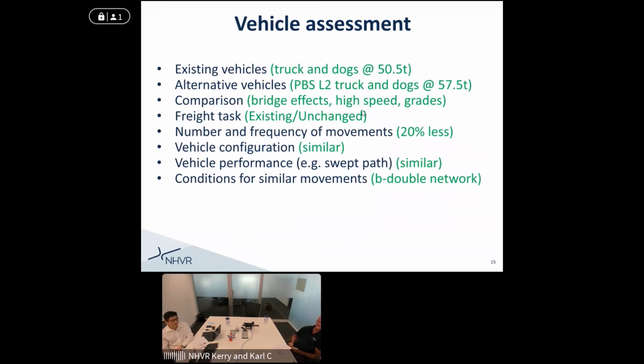Freight task, it will be the existing unchanged freight task. The freight task hasn't changed. Number and frequency of movements, so you've got about 20% less movements. Vehicle configuration is similar, so swept path is similar. Conditions for similar movements of this alternative vehicle would be on the B double network because of the masses and because it's level 2. So that's why we look at that for vehicle assessment.